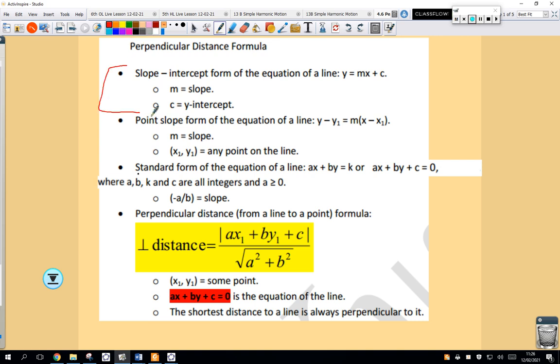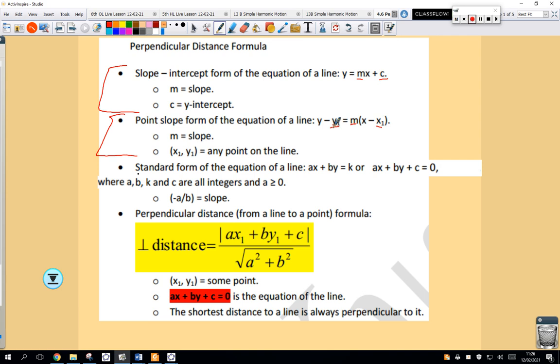We have the slope-intercept form of the equation of a line, y equals mx plus c, where m represents the slope and c represents the y-intercept. We have the point-slope form of the equation of a line, y subtract y1 equals m times x subtract x1, where m represents the slope, and x1 comma y1 will be some point on the line.